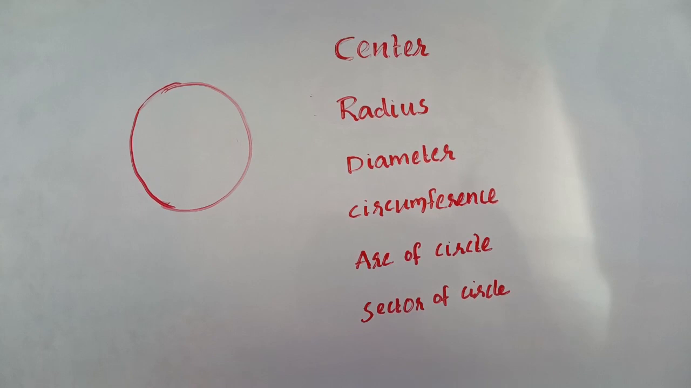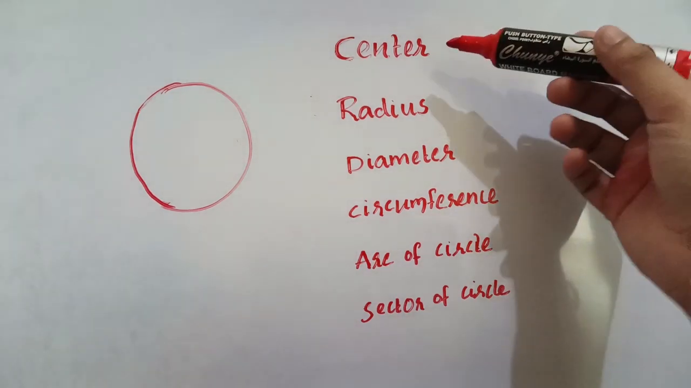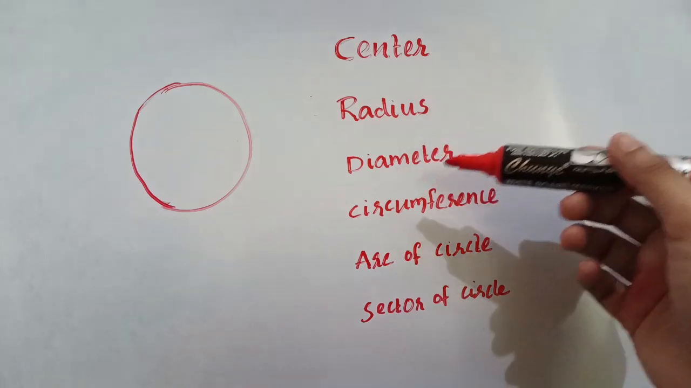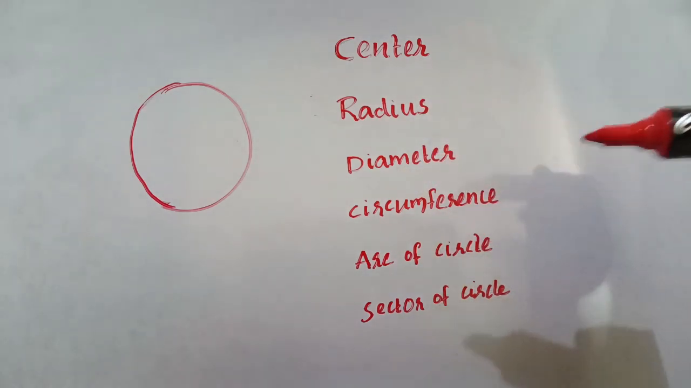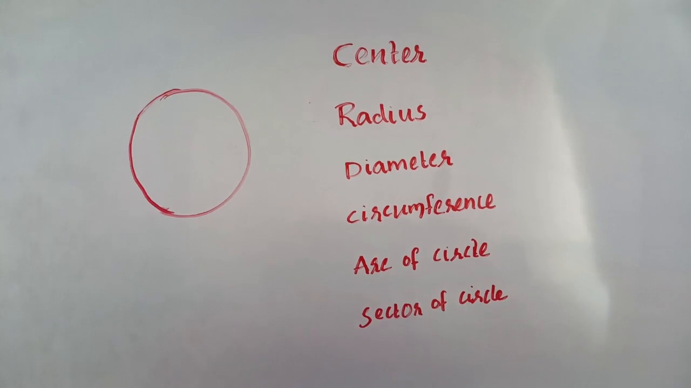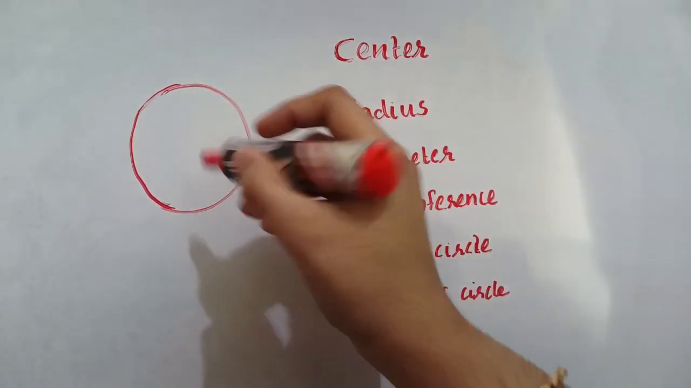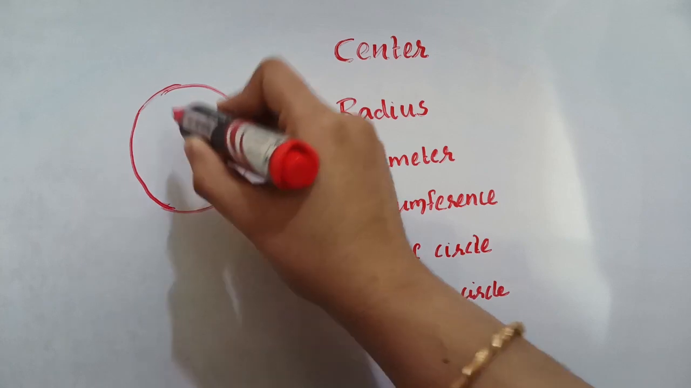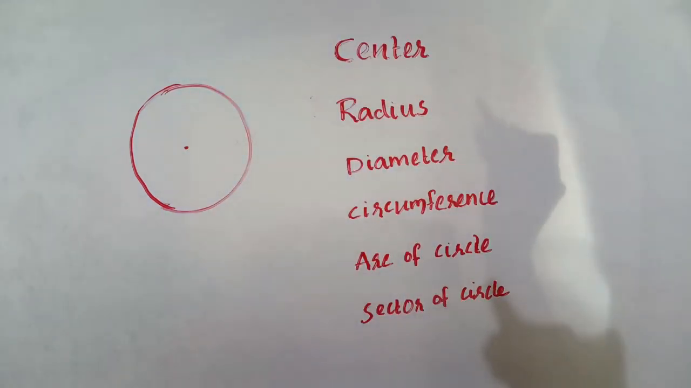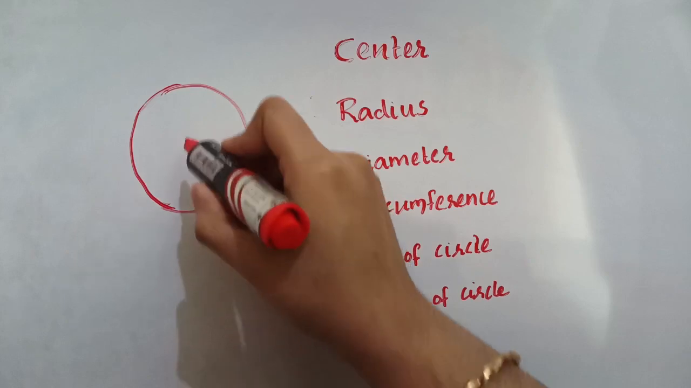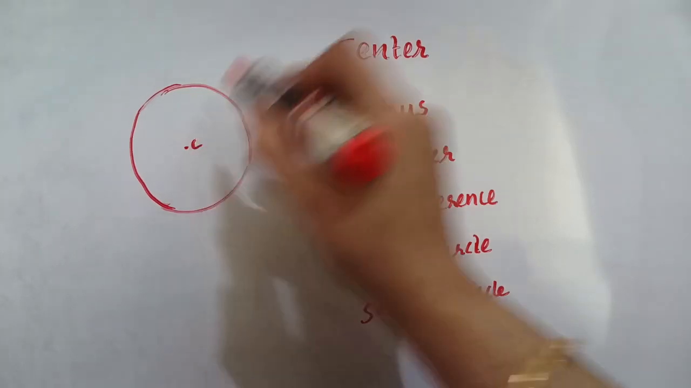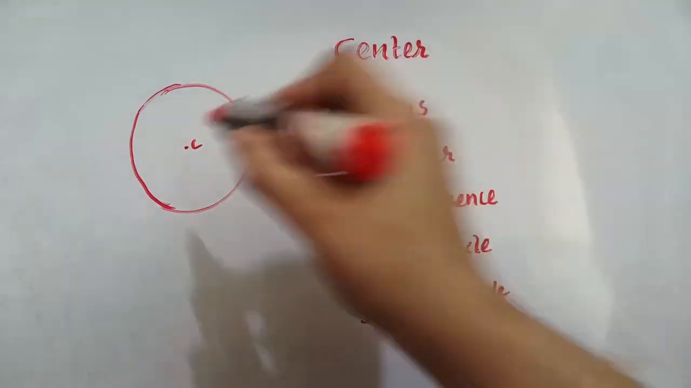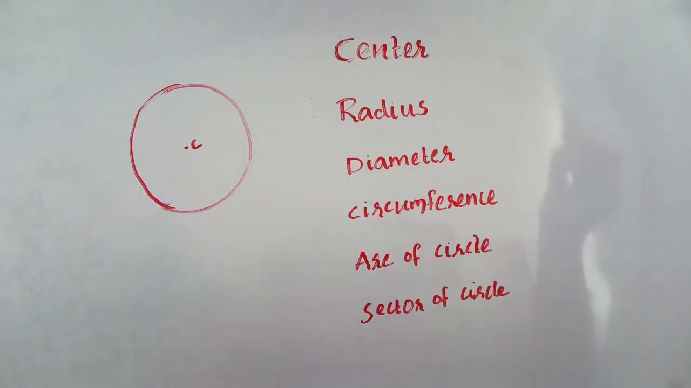Next we can discuss some terms related to the circle. We have center, radius, diameter, circumference, arc of circle and sector of circle. First we can look at center. A fixed point in the circle is called the center. It comes here. We denote it as C. This is the center of circle.